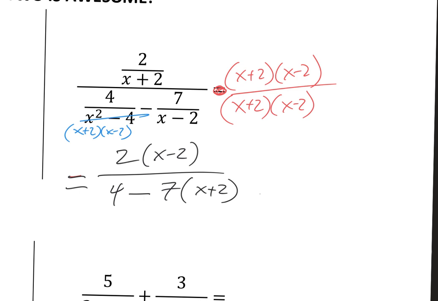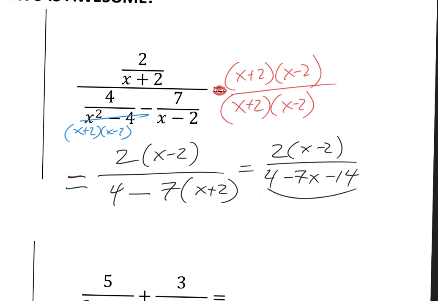Well, there's not much more I can do here. I could try to distribute on the bottom. The top is already factored, so that's just 2 times x minus 2. On the bottom, what would I get? I would get a negative 7x minus 14. Let's combine these like terms, 4 and negative 14. I would end up with negative 7x minus 10.